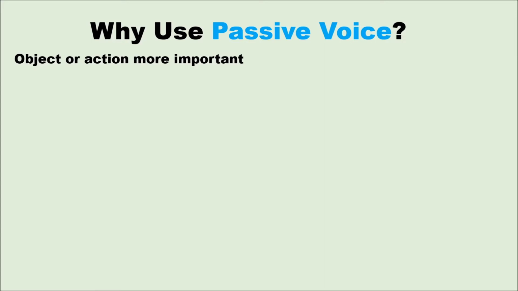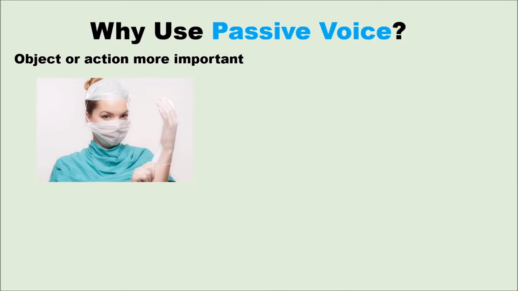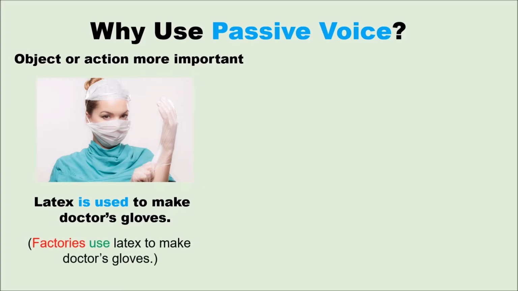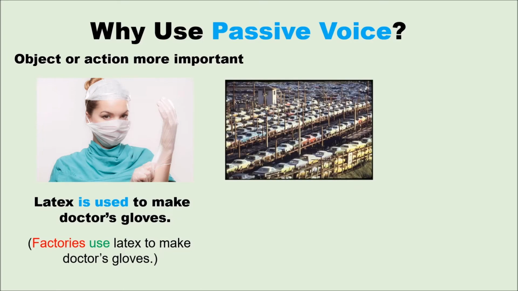Sometimes the object or the action is more important to the writer or to the author. Maybe you are writing about latex gloves or doctors. Latex is used to make doctors' gloves. Excellent. That's the passive voice, and the active voice would be: factories use latex to make doctors' gloves. But you don't care about the factories as the author. You're just writing about either the doctors or the gloves. The subject of this sentence, factories, is unnecessary to your essay, so you can cut it out by using the passive voice.